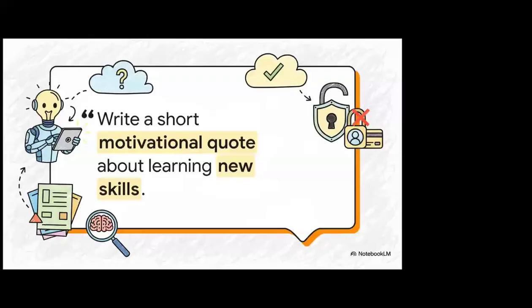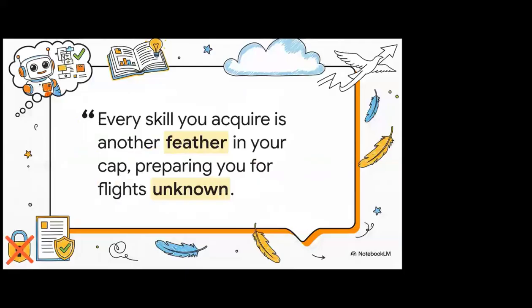Right now, imagine we just typed this into the chat box. Write a short motivational quote about learning new skills. See, it's clear, it's simple, and there's absolutely no personal information anywhere. And boom, just like that, the AI processes what you asked for and instantly creates a brand new, totally relevant piece of text. It really is that simple. You ask, and it answers.